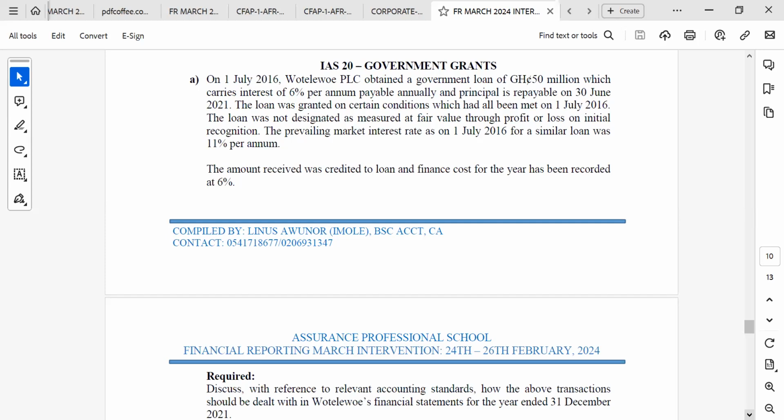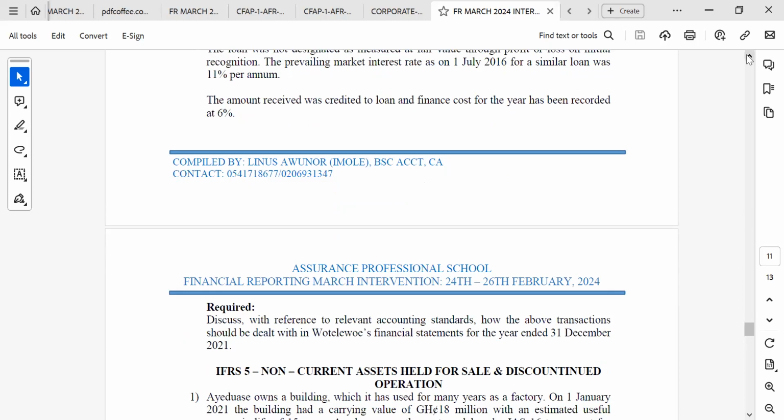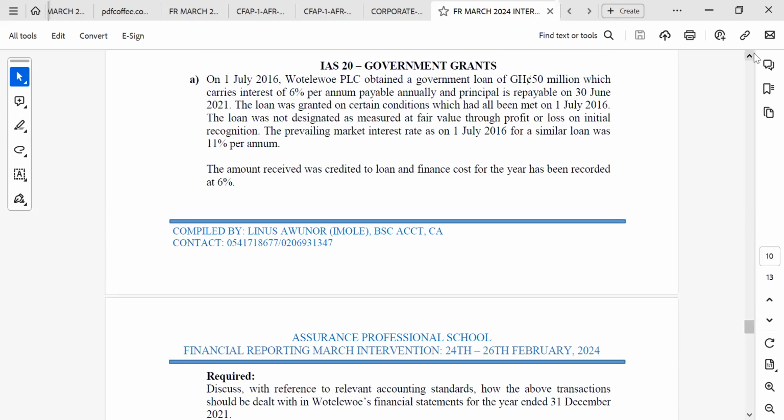Required: discuss with reference to relevant accounting standards how the above transaction should be dealt with in Wotelewe's financial statements for the year ended 31 December 2021. Bernice, are you the one struggling to pronounce the word? It's Wotelewe.